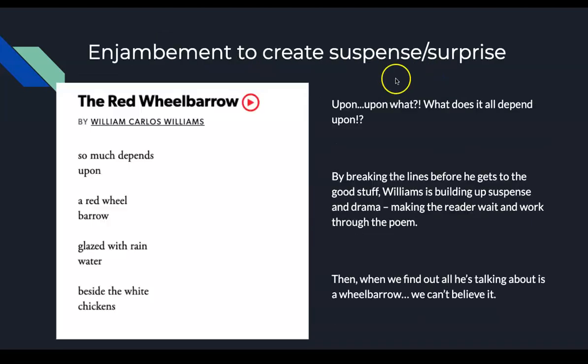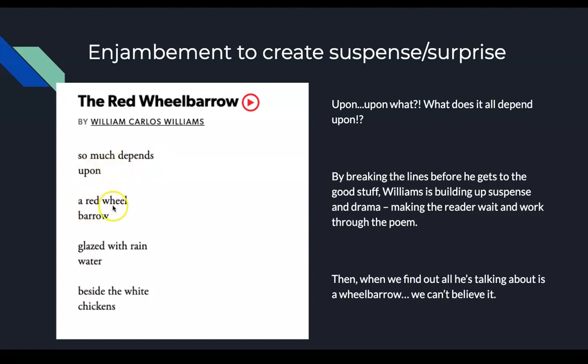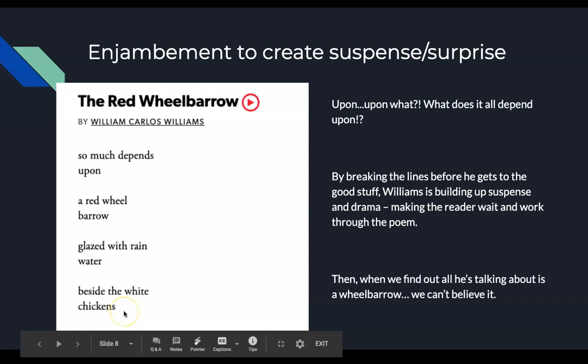So this is a really famous poem by William Carlos Williams. It's called The Red Wheelbarrow. And the whole thing is just one sentence, but it uses enjambment to break it up into 8 lines. So let's read through it real quick here. So much depends upon the red wheelbarrow, glazed with rainwater, beside the white chickens.